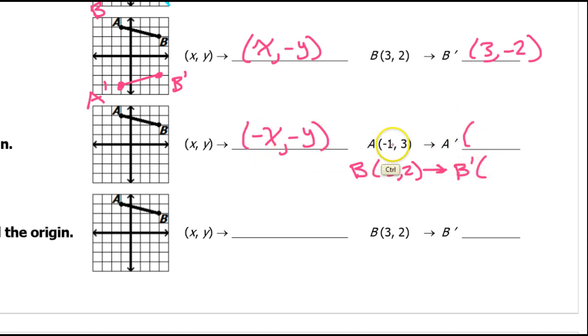So opposite of x, opposite of y. Opposite of x is positive 1. Opposite of y is negative 3. Opposite of x is negative 3. Opposite of y is negative 2. And now let's plot these points. So 1 comma negative 3 is here. That's my A prime. Negative 3, negative 2 is here. That's my B prime.